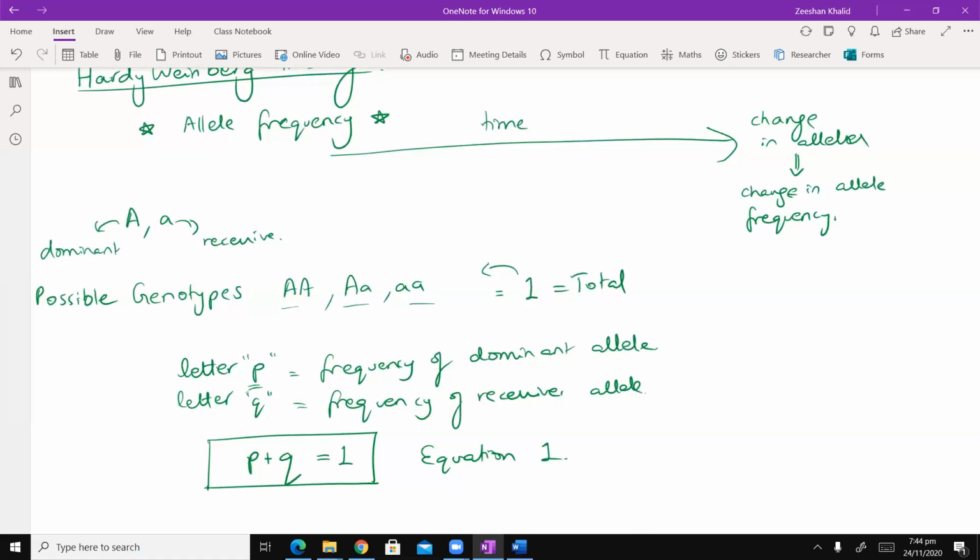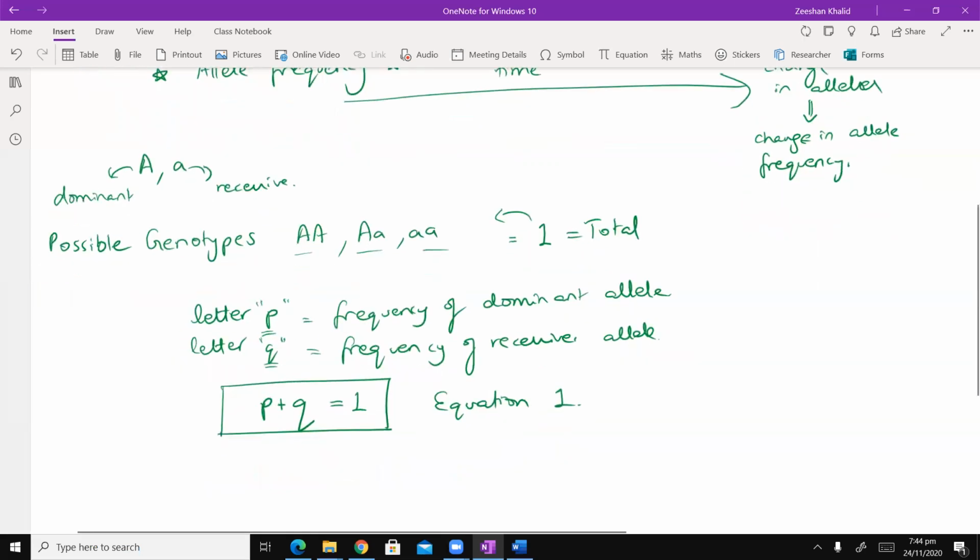P represents the frequency of the dominant allele, Q represents the frequency of the recessive allele, and when you add both of them they should be equal to 1, and that's what the first equation of the Hardy-Weinberg principle represents.